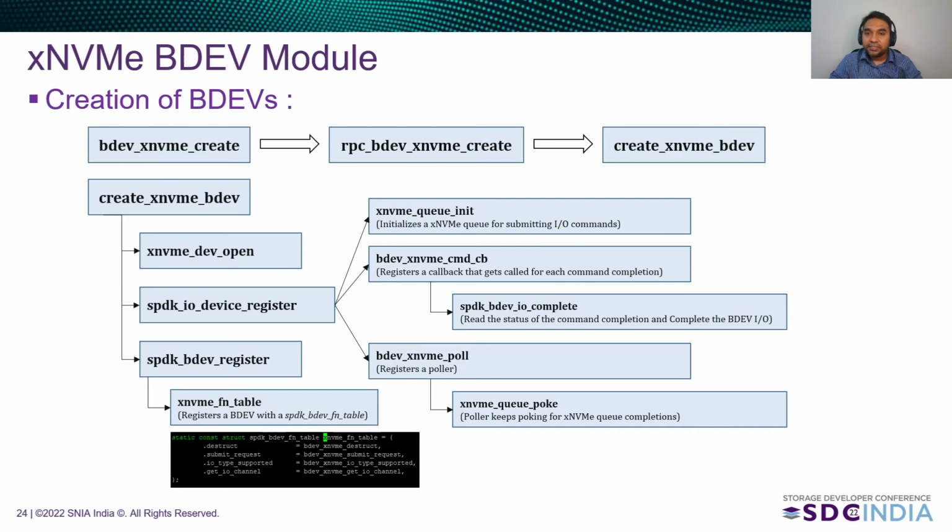This slide explains the function calls that are invoked while creating the xNVMe BDEVs. The RPC xnvme create invokes multiple functions to open an xNVMe handle for the device, to initialize an xNVMe IO queue for submitting IO commands, to register a callback that gets called for each command completion, to register a poller that keeps polling for xNVMe IO completions, to read the status of the command completion, and then to complete the IO.